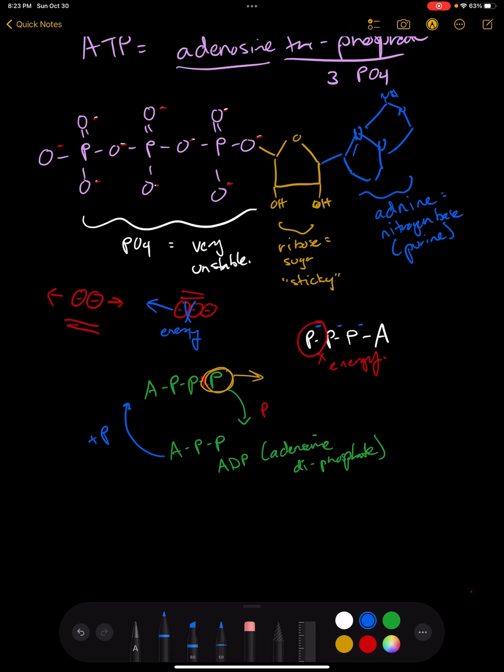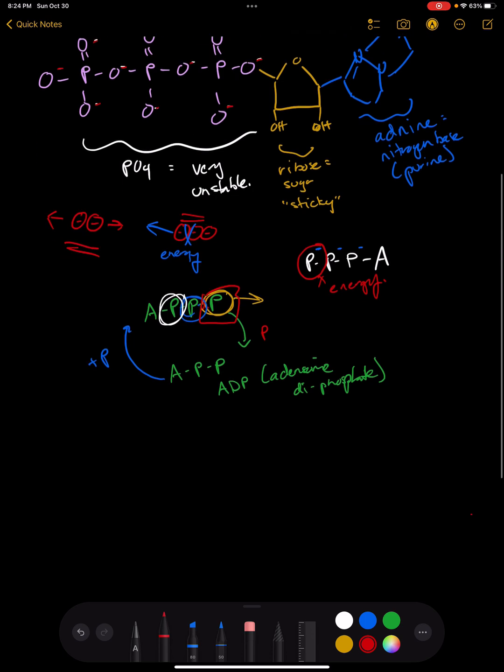Could I break off that second one? Sure, I could, but he's a little bit more stuck, and so he's going to stay attached a little bit better. And then this guy over here, this last one, he's really, really hard to break off because he's not being repelled by anything. So it's this last phosphate that we break off all the time, because that will give me the most energy out of everything.